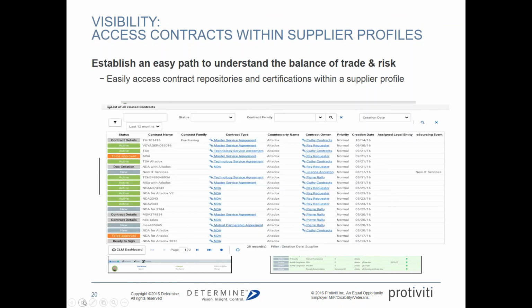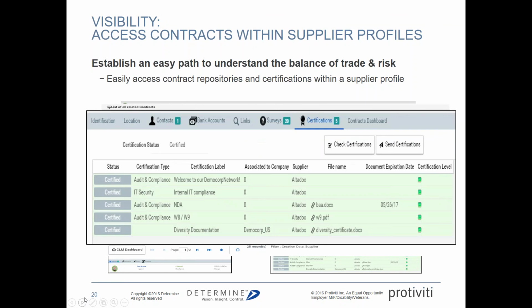So having the ability to easily access the contract repository for all of the contracts related to that supplier improves this visibility, as well as any type of certifications or types of documentation that need to be in place in order to ensure that the supplier is compliant with certain processes and procedures that might relate back to regulatory requirements.